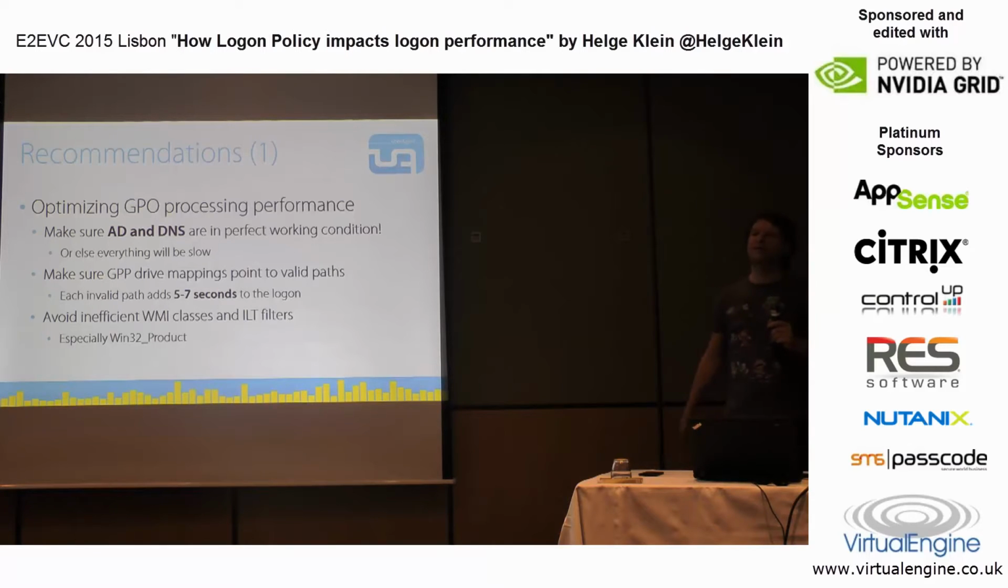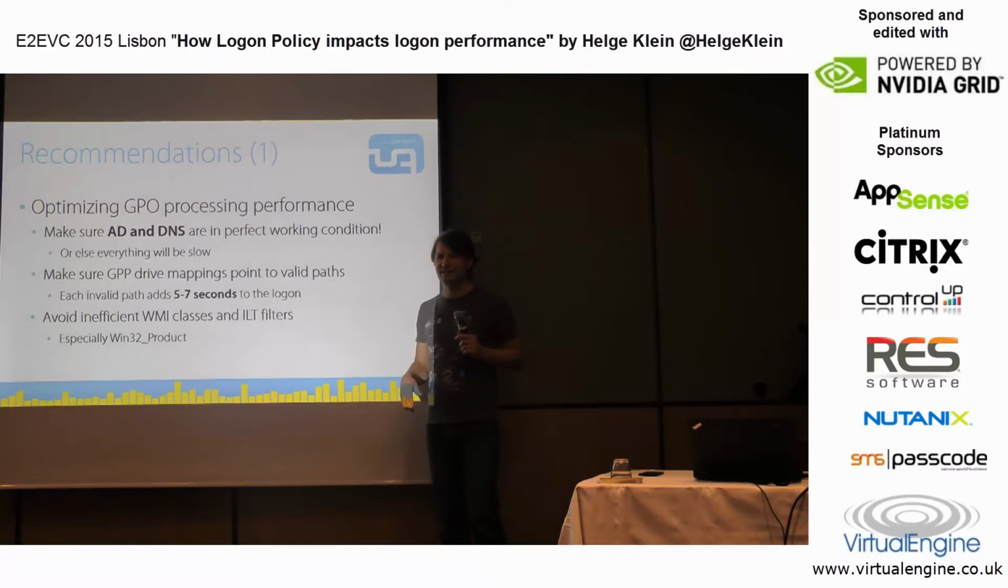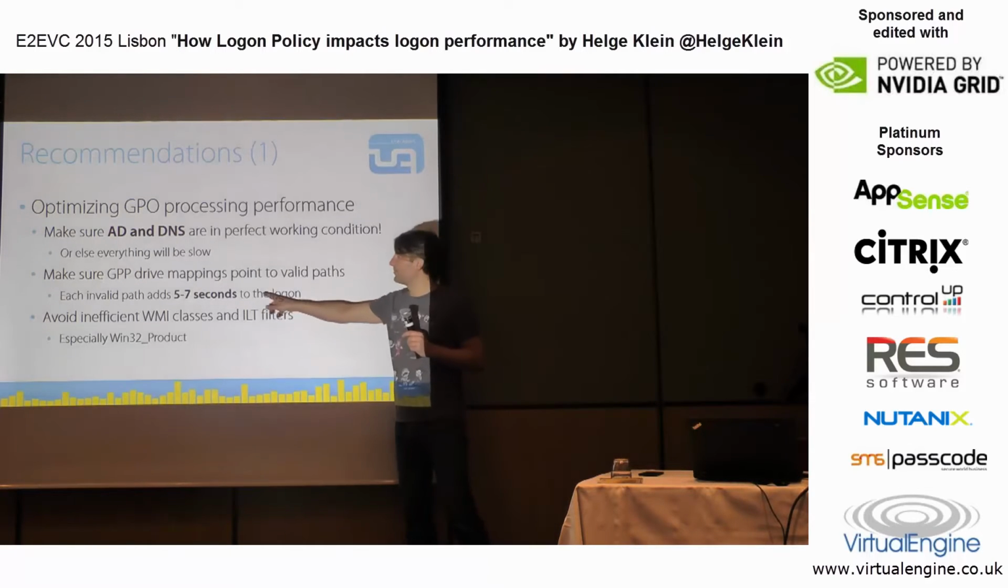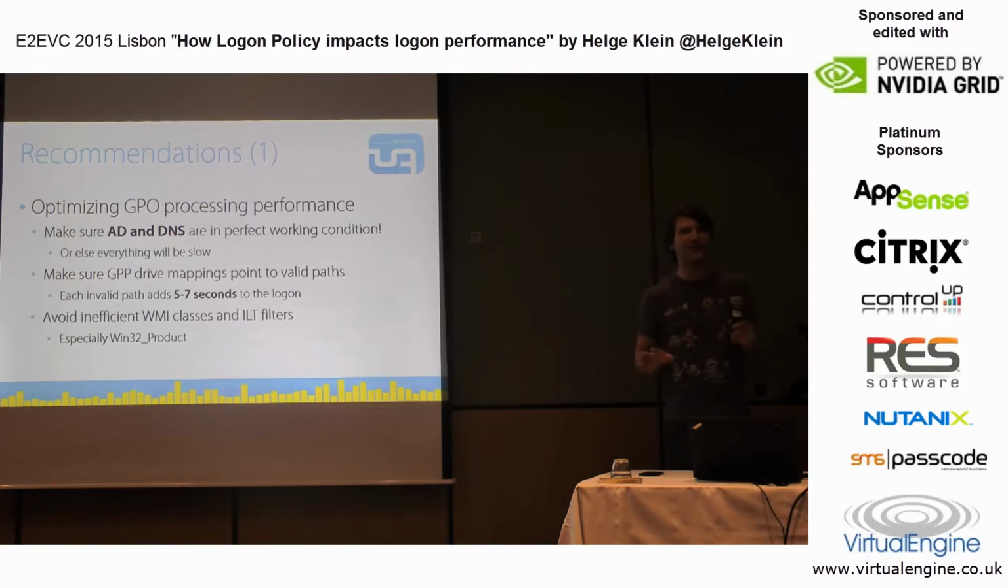We also saw that trying to map drives from machines that don't exist is a very bad idea, and it adds about 5 to 7 seconds per attempted mapping. So please make sure you don't have that. If you don't have those two problems, then you're probably already pretty good. Of course, avoid inefficient WMI classes, like Win32_Product.